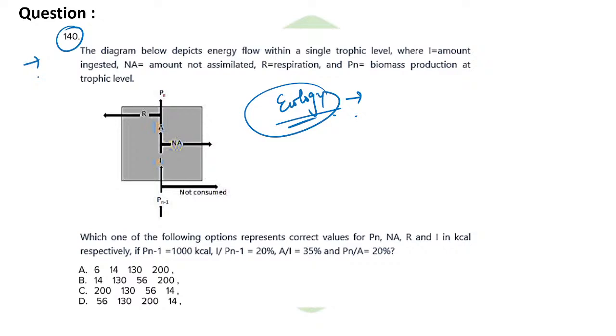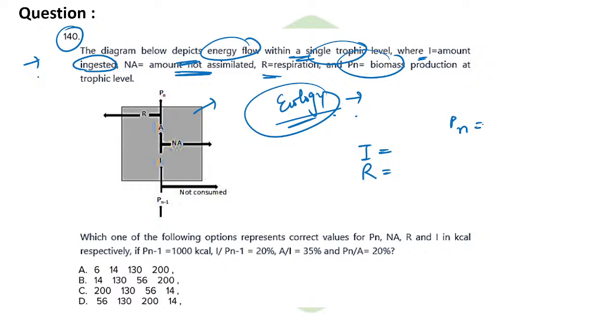The question over here is: the diagram below represents the energy flow within a single trophic level. So this particular box is representing one single trophic level. Over here, I is representing the amount of content that is ingested. Then you have NA, that is the amount which is not assimilated. After that, you have R, that is your respiration. Pn represents the biomass production at the trophic level.